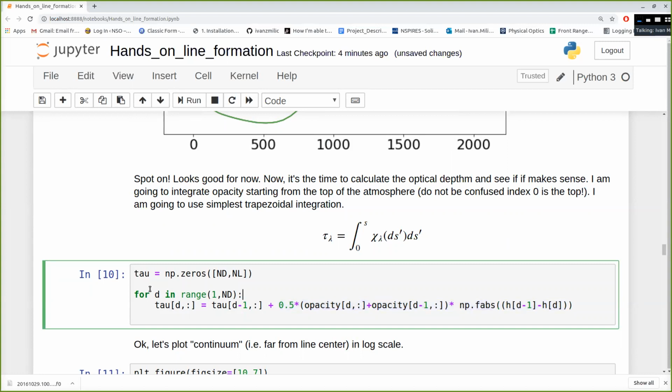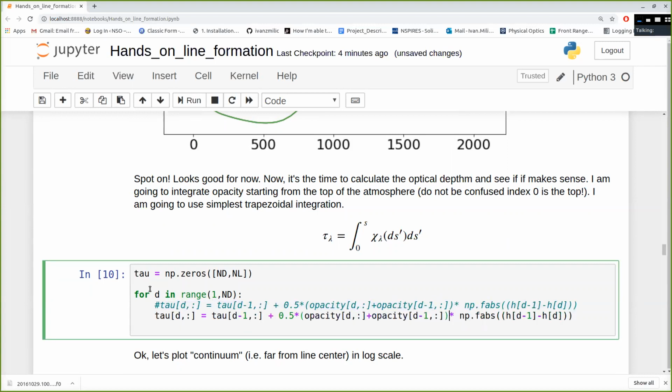Now a question for you. I could have done also this. Instead of using the arithmetic mean, I could have used the geometrical mean. Can somebody tell me why the geometrical mean here would make more sense or less sense than the arithmetic mean?